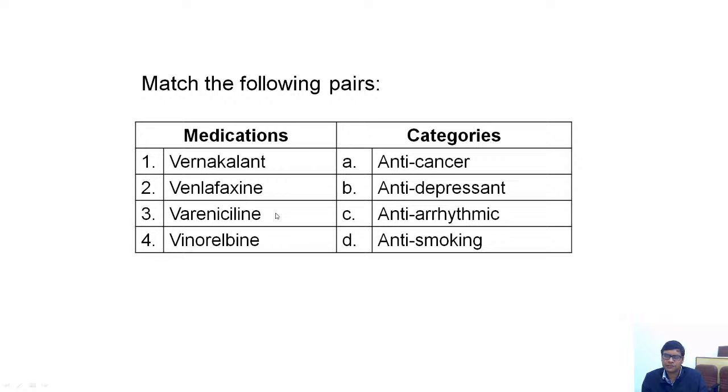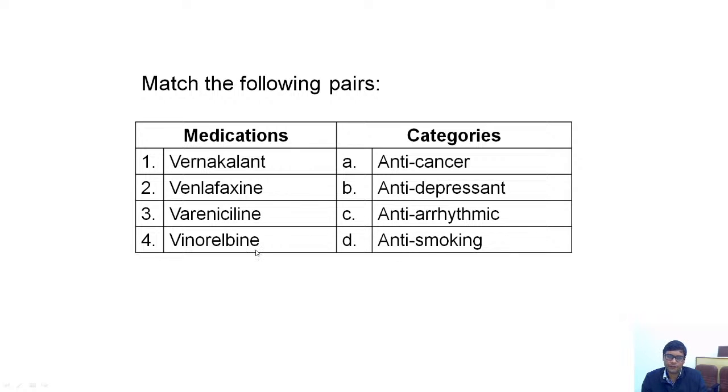Varenicline is an anti-smoking drug. Okay, it is a partial agonist of the alpha 4 beta 2 nicotinic receptor, and it basically increases dopamine in your reward pathway, thereby decreasing craving for smoking. And in trials it has been shown to be even better than nicotine replacement therapy. So varenicline is an anti-smoking drug.